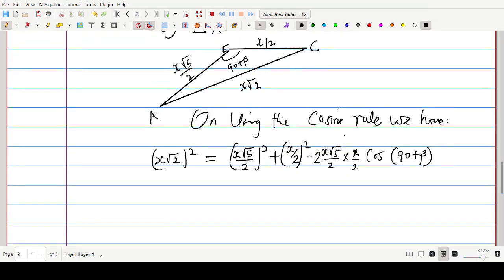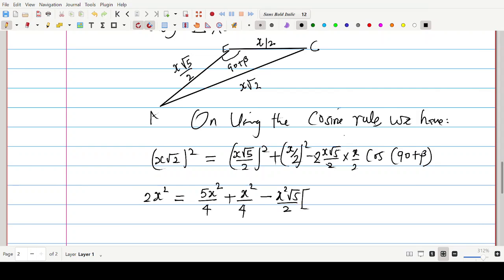Then when we work this further, on the left hand side we have 2x squared, and that is equal to, on this side, expanding this further, 5x squared over 4, all right? Then plus x squared over 4. Then minus these two, we cancel out these two. So we're left with x squared root 5 over 2.